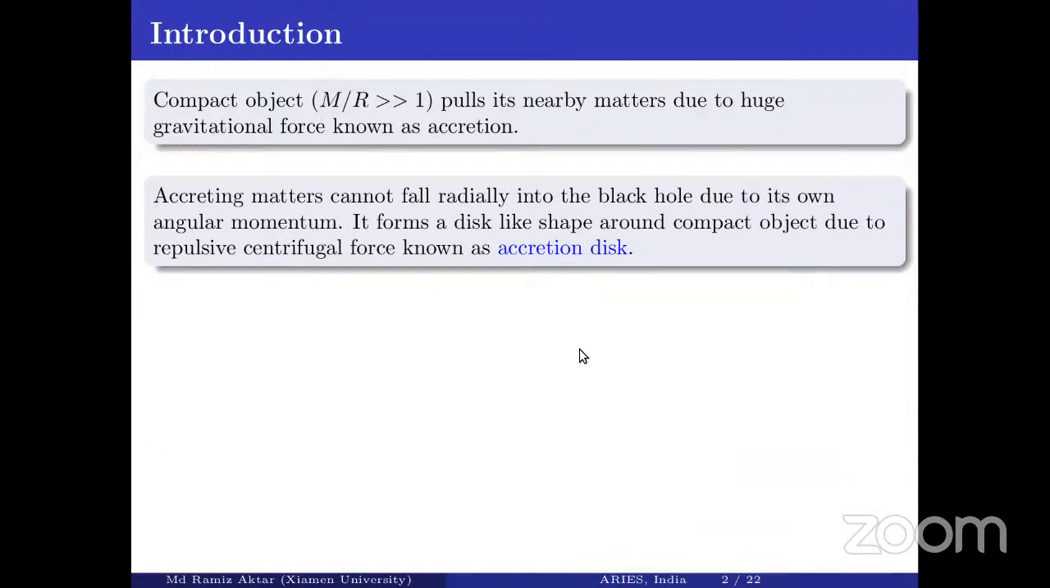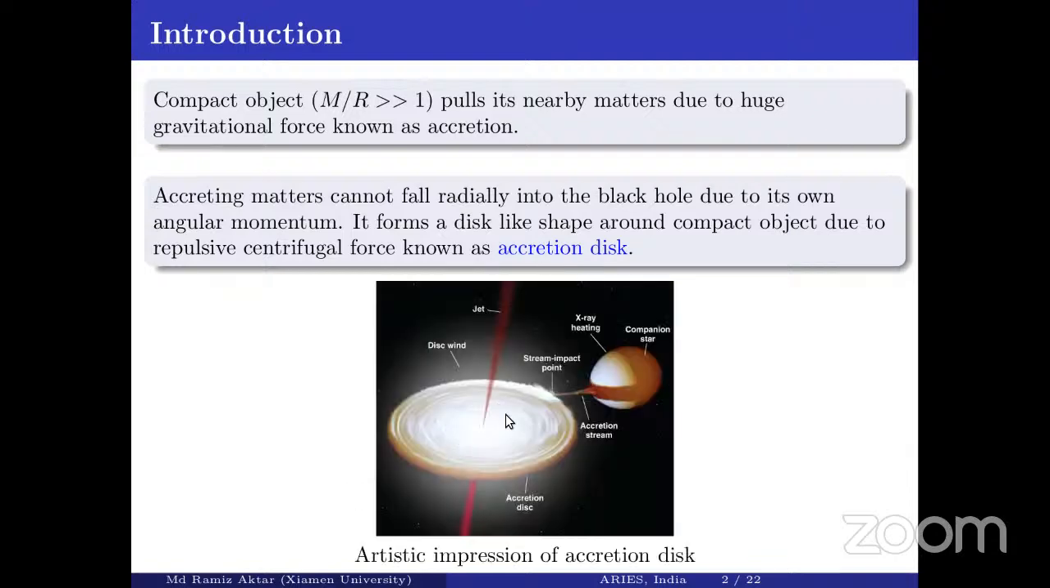So we know the accreting matter has some angular momentum. Due to this angular momentum, it forms a disk around the compact object because of the centrifugal force. This is known as an accretion disk. This is an artistic impression of an accretion disk in a binary system. The compact object sits at the center of the disk, and this is the companion star. There is Roche lobe overflow through the first Lagrangian point, and there may be a jet or wind from the accretion disk.